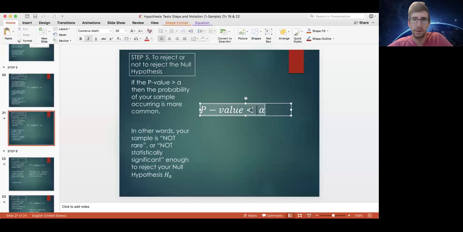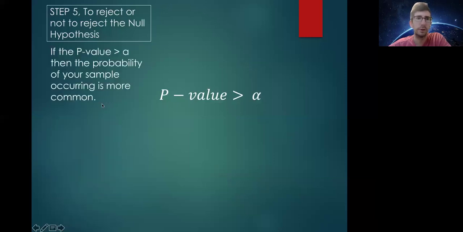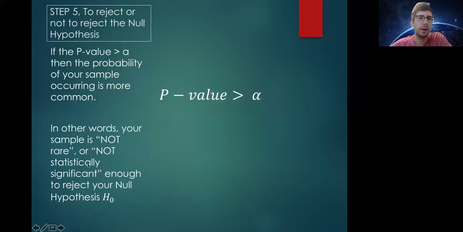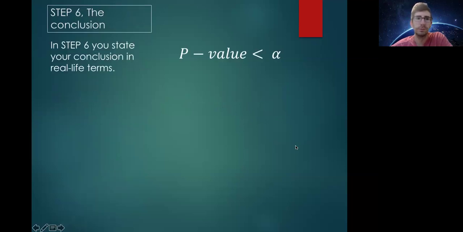So this is if we have a p-value that is greater than alpha. When the p-value is greater than alpha, then we cannot reject the null hypothesis. Okay, so when your p-value is less than alpha, you can reject the null. When p-value is greater than alpha, you cannot reject the null.